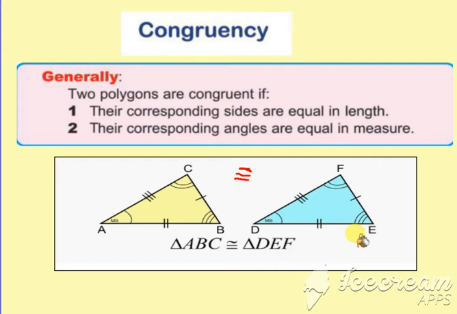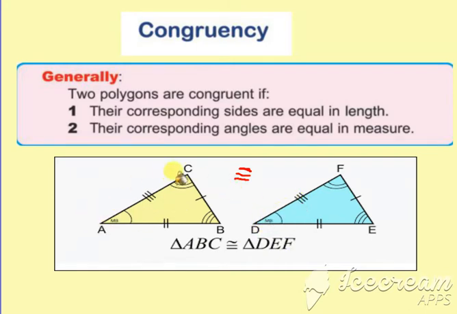Good morning. Let's complete our lesson on congruency. Generally, if two polygons are congruent, their corresponding sides are equal in length and their corresponding angles are equal in measure. As I see here, triangle ABC is congruent to triangle DEF, so I have to follow the same order.